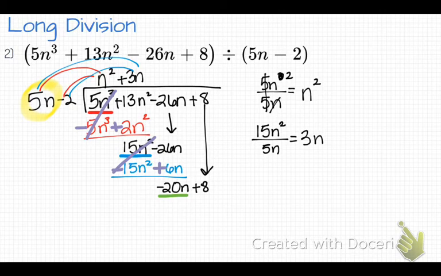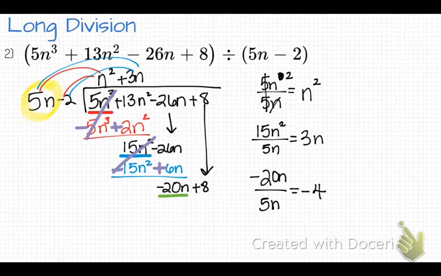Negative 20n. Good. And I know I'm going slow, and this kind of takes a while because there's a lot of steps to it, but I would rather you take your time than rush through and miss a step, okay? What's negative 20n divided by 5n?